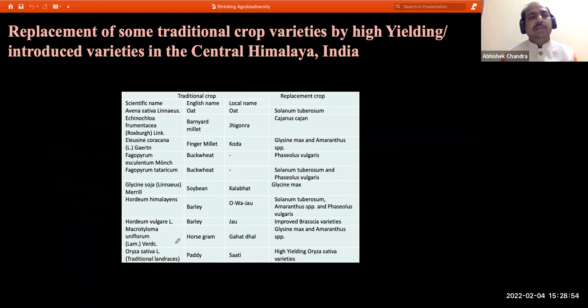You can see there is replacement. For example, oat is the replacement of tuberous crops. Barnyard millet, which is conserved, is being replaced by Cajanus. Similarly, finger millet, locally known as Goda, is replaced by the glycine mix. Buckwheat is replaced by Phaseolus vulgaris, and soya bean, which is native, is now replaced by the glycine mix.